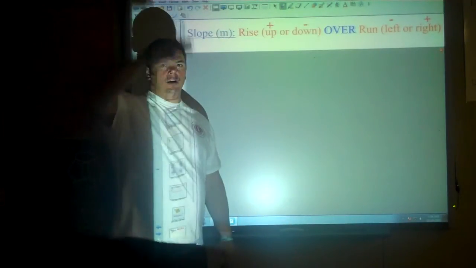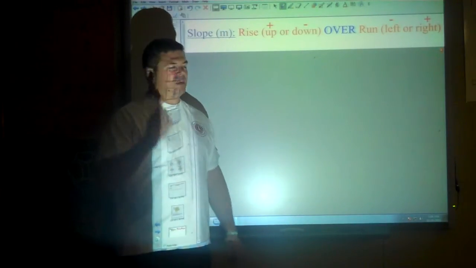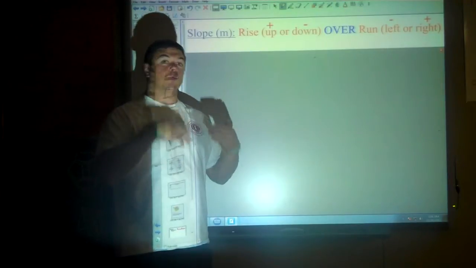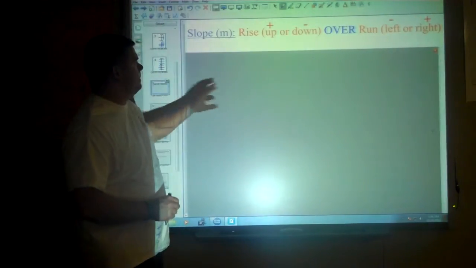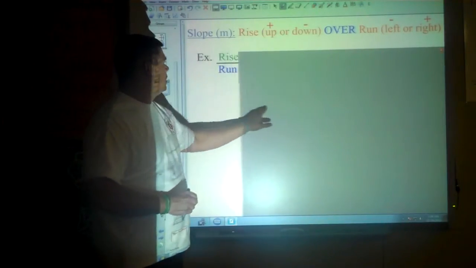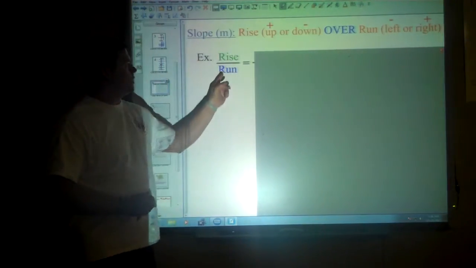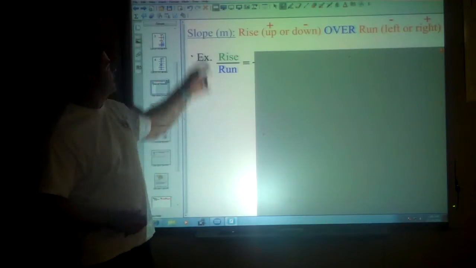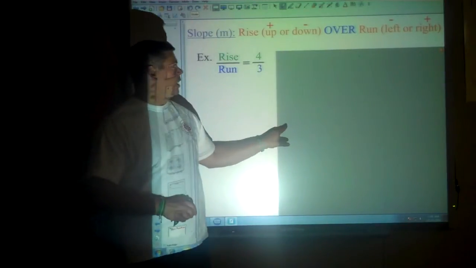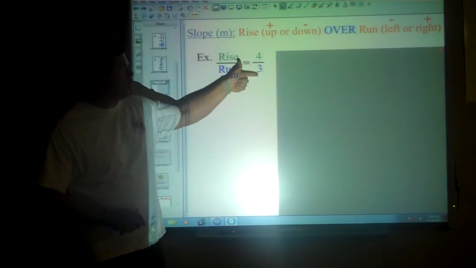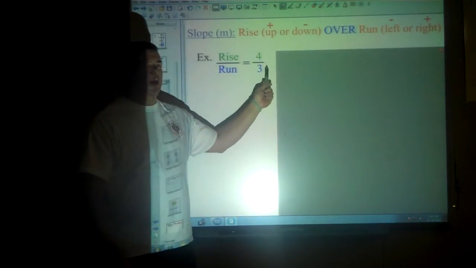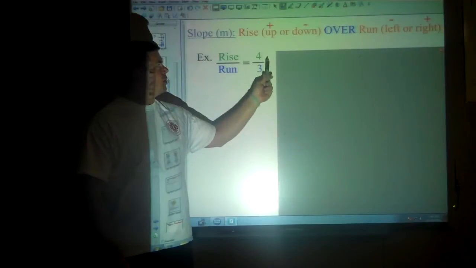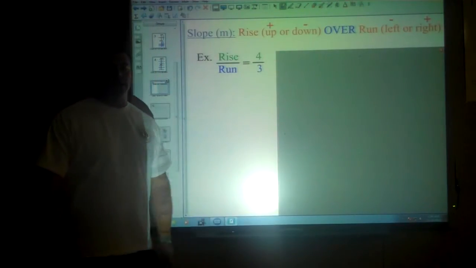So rise over run. Big mistake, people accidentally put the run over the rise. Got to watch that. All right? So rise over run is our slope. Here's a very typical look for rise over run, a fraction 4 over 3. I realize that's improper. Resist the urge to make that 1 1/3. If it's 1 1/3, it's a lot harder to deal with rise and run.